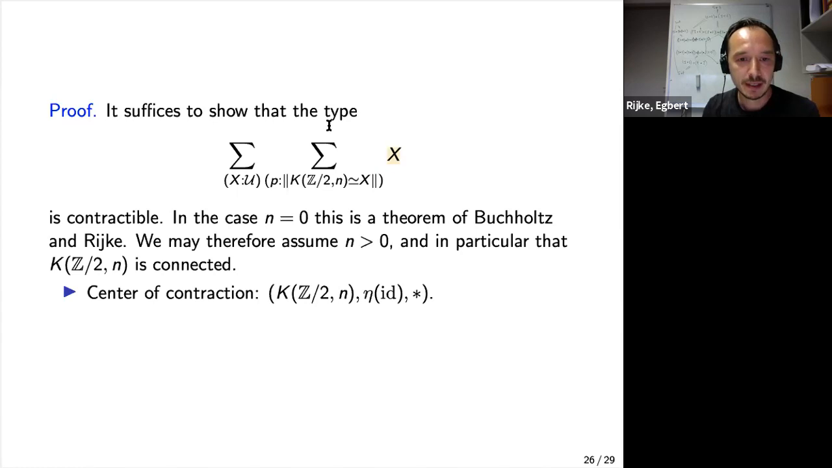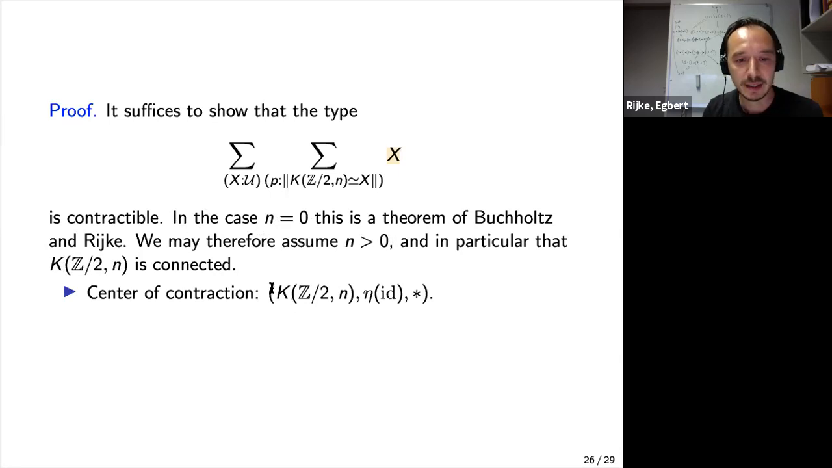So the base case, it's not really a proof by induction, but more by case splitting on n is 0 or non-zero. The case for 0 is a theorem from Buchholz and Rijke in their paper on the real projective spaces. There we analyzed what is the type of two-element types, and this is a generalization of that fact. So now we can assume that n is bigger than 0, and in particular, it follows that KZ2n is connected. If it was 0, then it was 2 points, that's not connected. So we're going to use that it's connected.